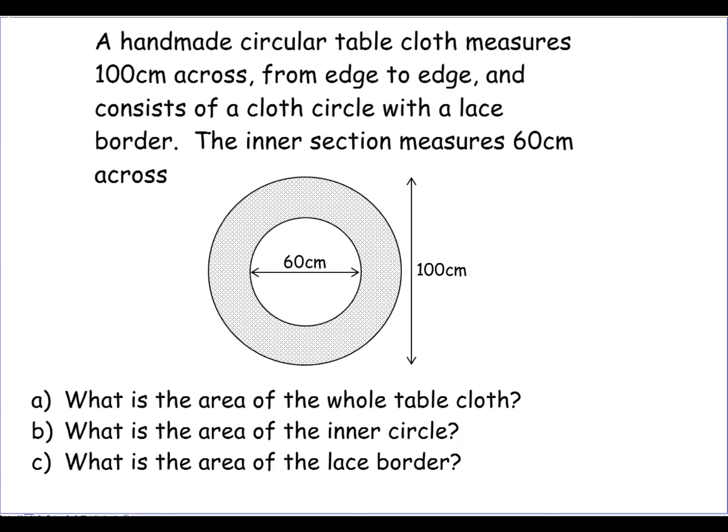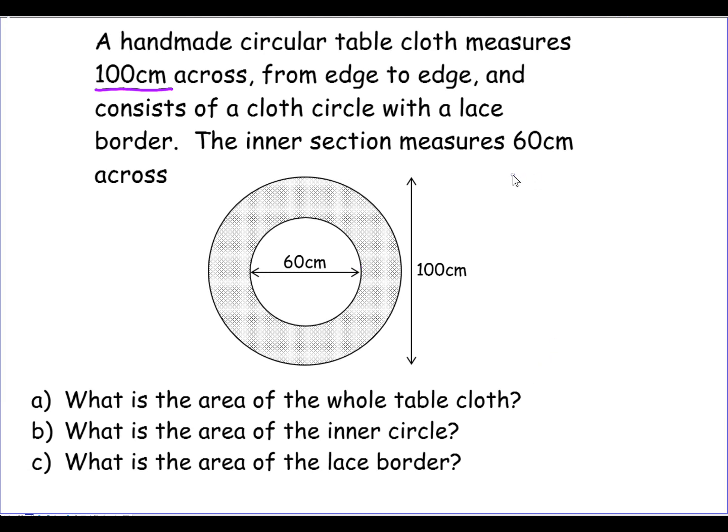Here's a slightly harder functional skills question on areas of circles. A handmade circular tablecloth measures 100 centimeters across. So essentially that's our diameter because it goes from edge to edge. And it consists of a cloth circle with a lace border. The inner section measures 60 centimeters across. So that's across the center of our circle here. What is the area of the whole tablecloth?